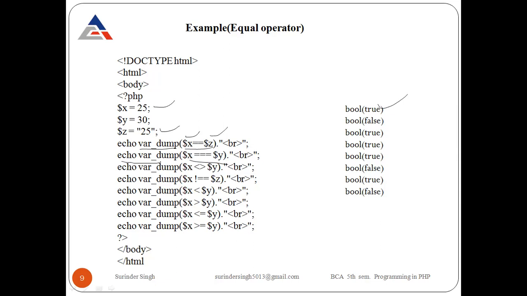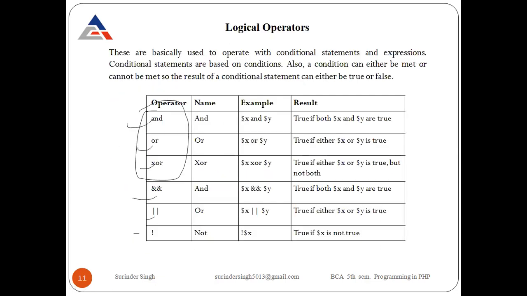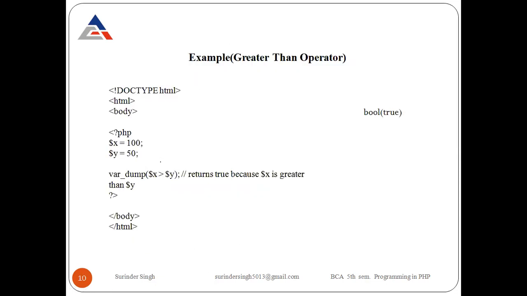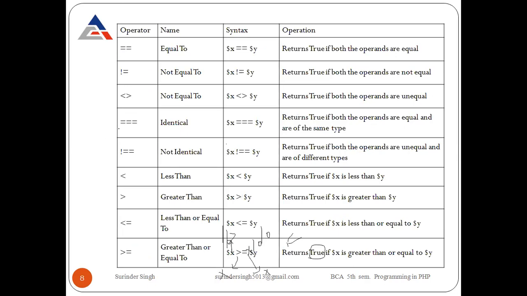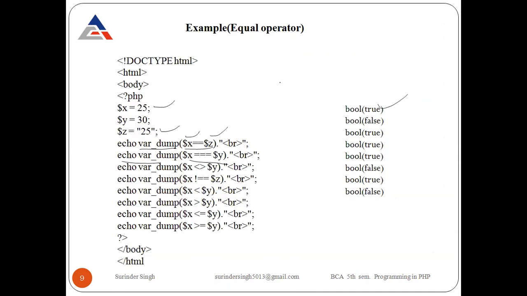Clear? And here we are checking x is identical to y. What is the condition of identical? It returns true if both operands are equal and are of the same type. Here we are checking x identical to y. x and y are of the same type, integer, but have different values, so it returns false. Clear?